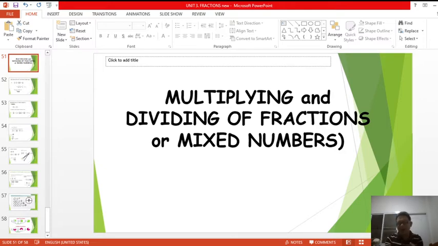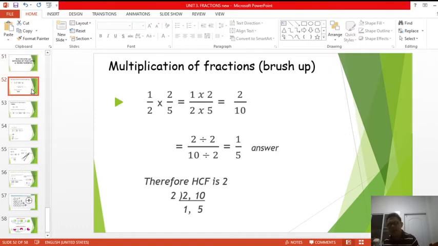Today we'll be talking about multiplying and dividing of fractions or mixed numbers. To start with, we'll be talking about a simple example here. I'm having here a proper fraction. This is a proper fraction because the numerator is smaller than the denominator. So let's start with this example first before we go to mixed numbers.